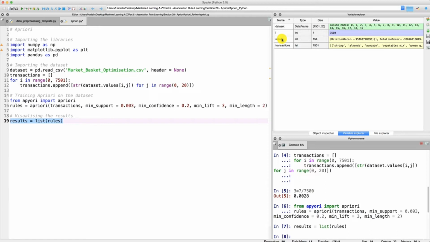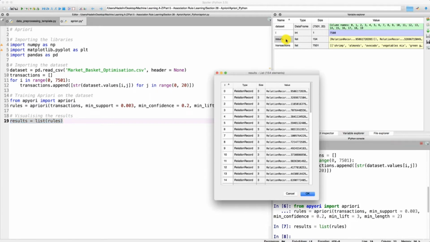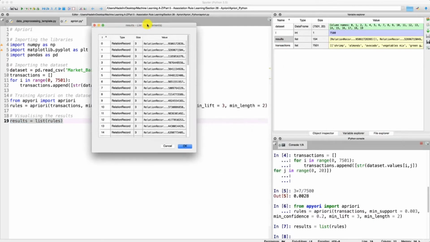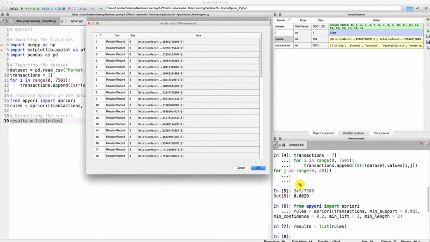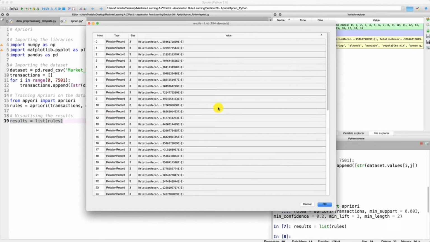Okay, so now let's have a look at them. So to look at the rules, we can double click on this result variable here, and then here are the rules sorted by their relevance. Okay, so in this table here, each line corresponds to a rule. This is the top rule, the top relevant rule. This is the second top relevant rule, and they are sorted by their relevance.